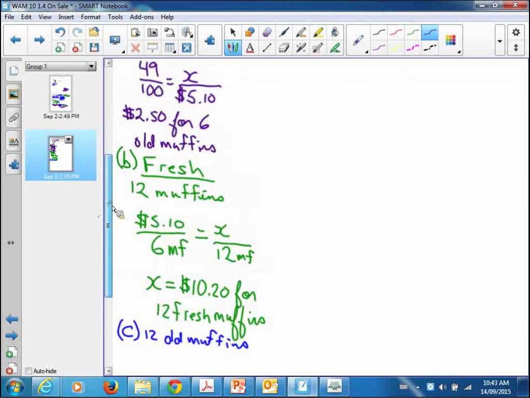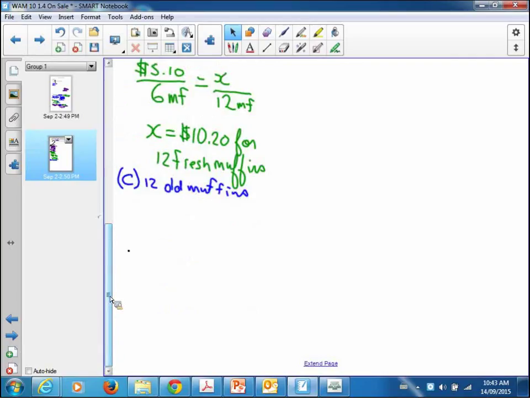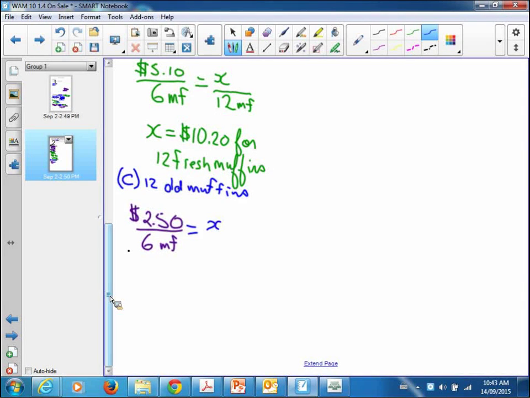Okay, 12 old muffins. Well, we know that it's $2.50 for 6 old muffins, and we've got that from part A, $2.50. Okay, so I'm going to set that up. That old information. I'll use the same color so you know where it came from. $2.50 for 6 muffins when you're talking old muffins. We want to find out how much for 12 old muffins. Once again, you could probably do this one in your head, but I want the method so that when you get tougher problems, you know how to set up ratios, proportions. This is a proportion, fraction system.